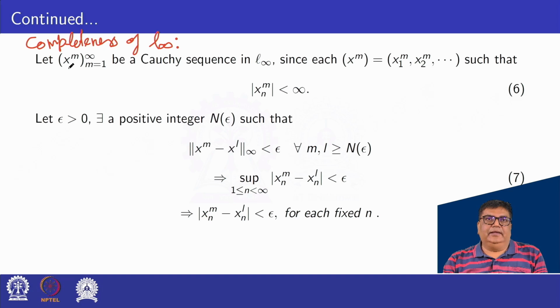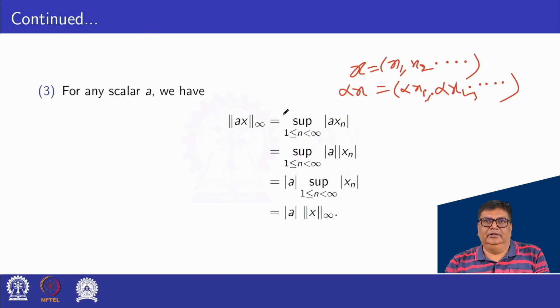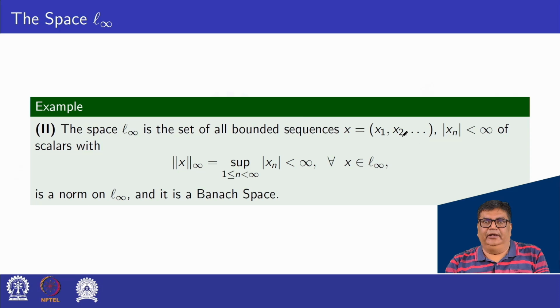Let {x_m}, m equal to 1 to infinity, be a Cauchy sequence in L infinity. Since each x_m has infinite dimensional points, so x_m has x_m1, x_m2 and so on, such that mod x_mn is less than infinity as per the statement defined here.